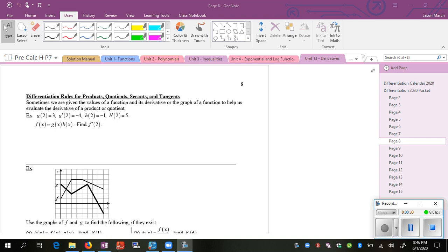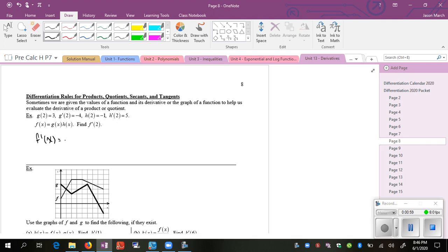F of x is defined as g of x times h of x, and we're asked to find f prime of 2. So kind of the first step here is to recognize that if you're asked to find a derivative at a point, you actually have to do the derivative first and then plug in 2. You can't plug in 2 yet. So essentially what I'm trying to say here is we have to find what f prime of x is equal to before we can start plugging in 2.